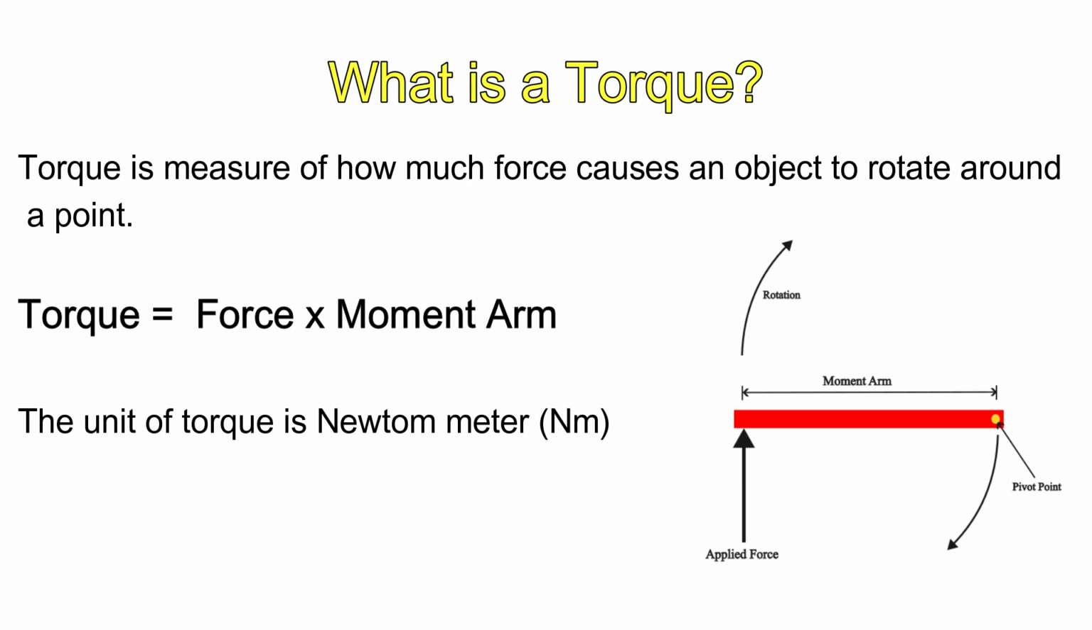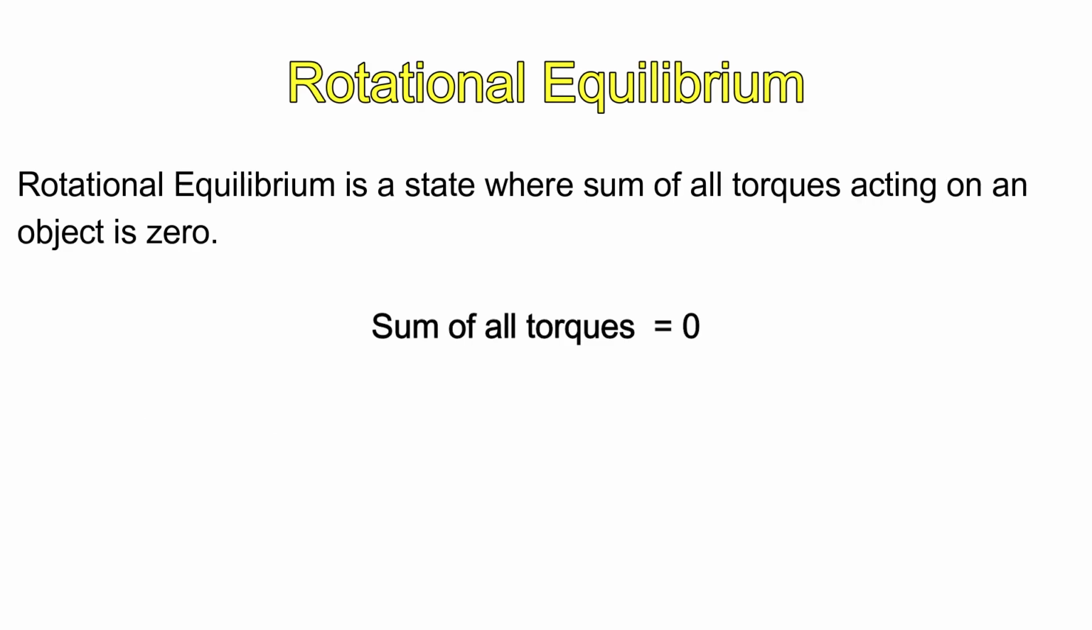It is defined as the product of force and moment arm, where the moment arm is the distance between the pivot point and the point where the force is applied. Torque is measured in Newton meters. Now, as we know what torque is, let's look at the definition of equilibrium. Equilibrium is a state where the sum of all torques acting on an object is zero.